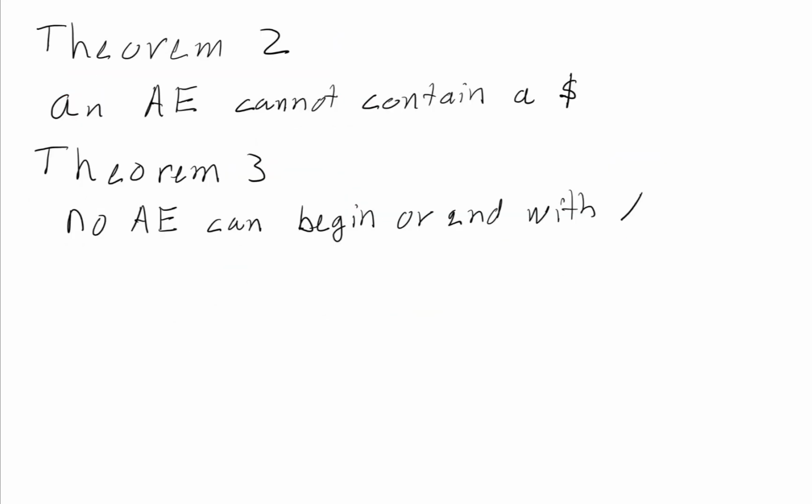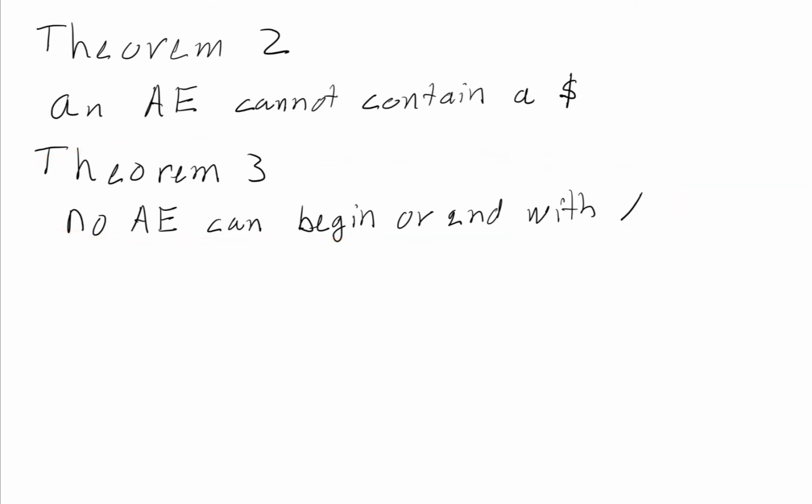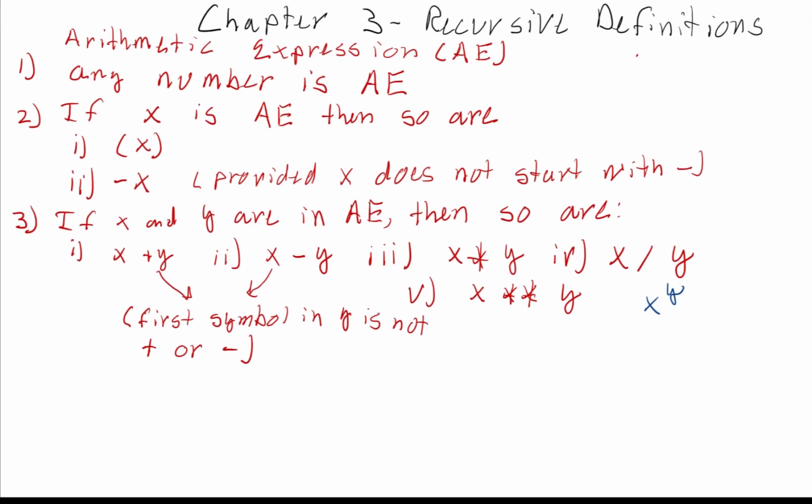Now let's move on to Theorem 3 that states that no arithmetic expression can begin or end with the divide or a slash. So I'm going to just call this a slash. And the proof of this is, number one, no number has a slash at the beginning or the end or even inside of it. So obviously a number cannot begin or end with a slash. And then in rule 2, there are no slashes.